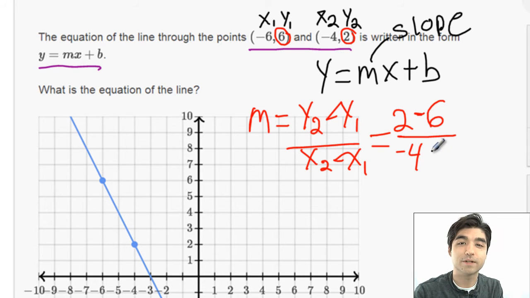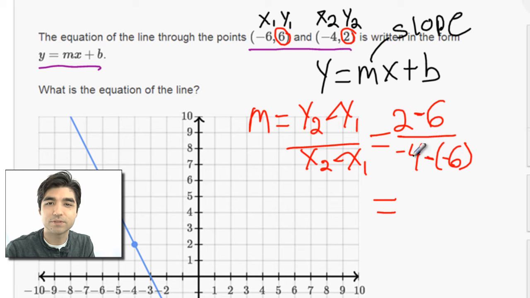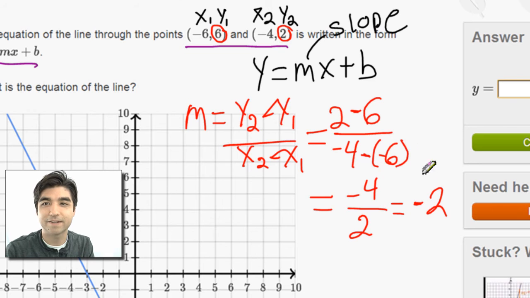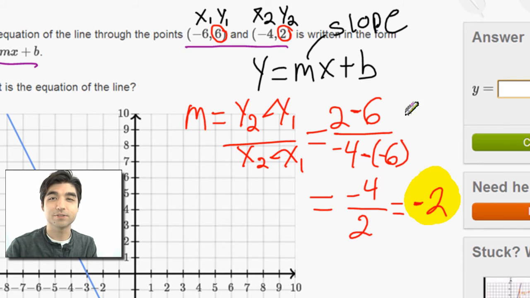And that's all over x2, which equals -4, and then minus x1, so it's minus -6. So this is going to equal 2 minus 6 equals -4. And then -4 minus a -6 equals -4 plus 6, which equals 2. And then -4 divided by 2 equals -2. Okay, so we have our m here. That's good. We got 1 out of the 2 pieces.